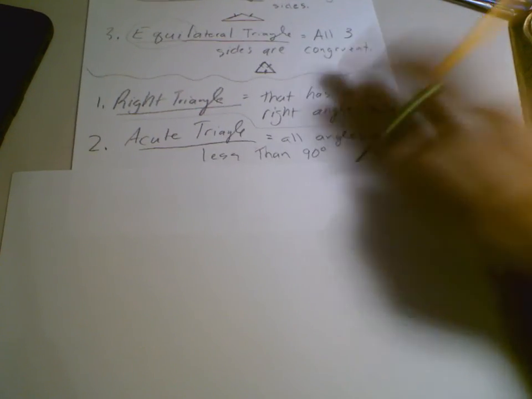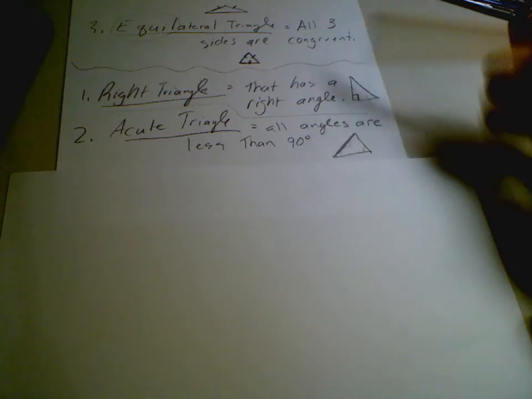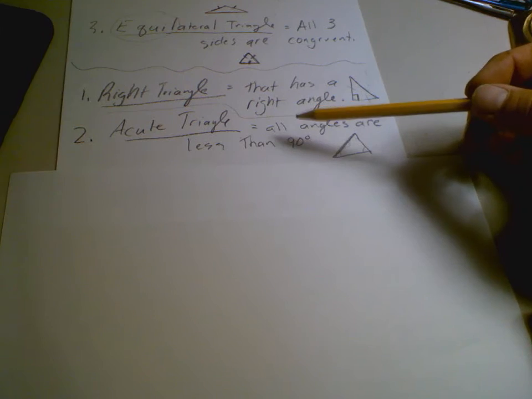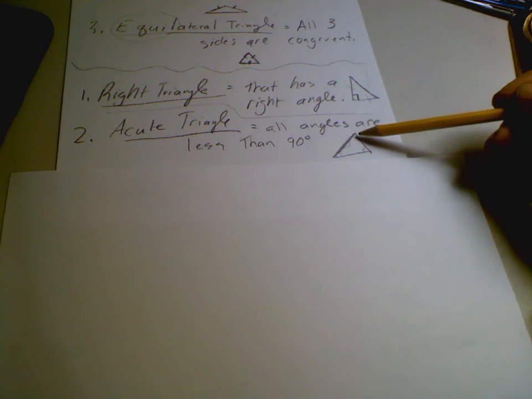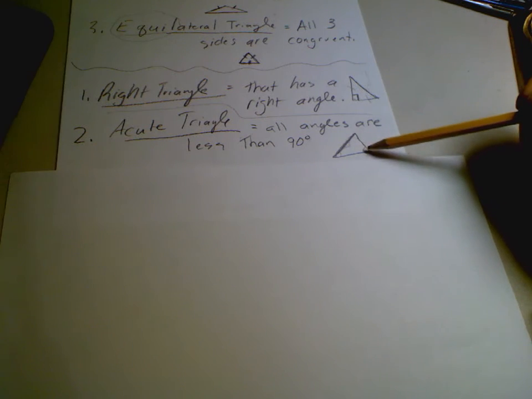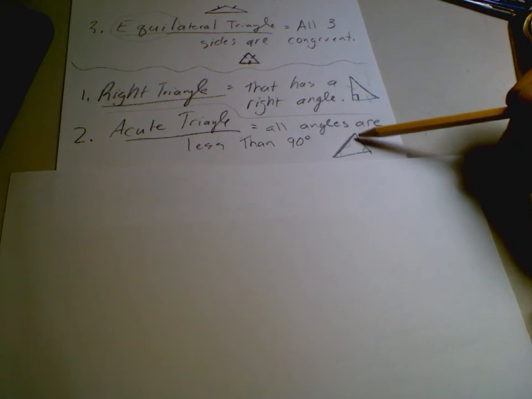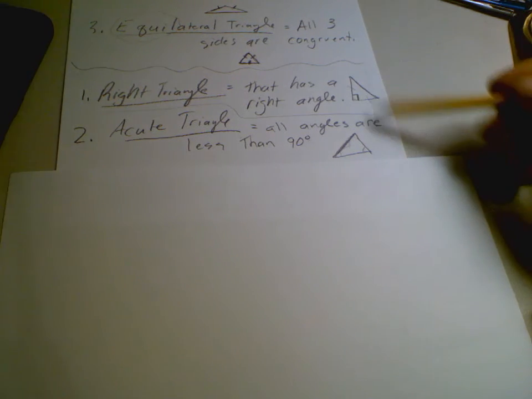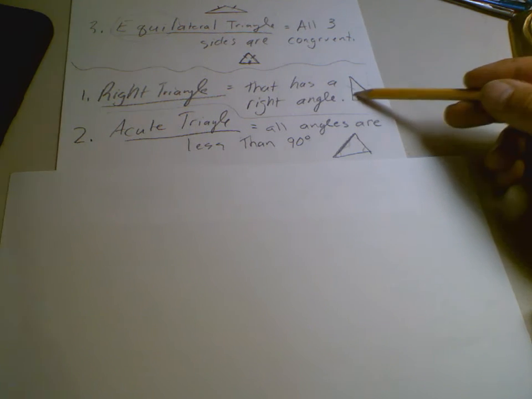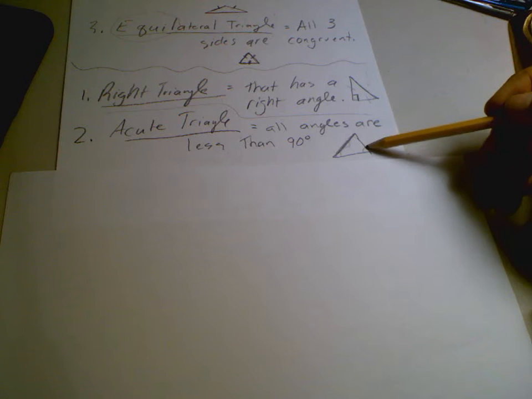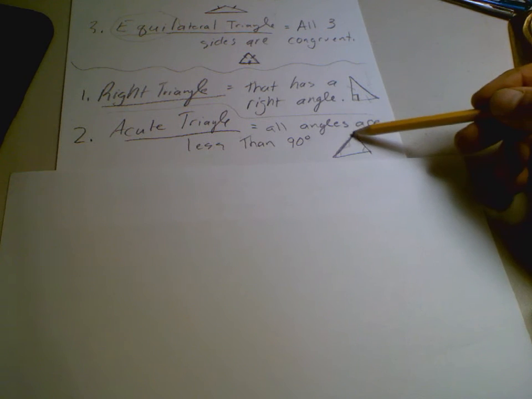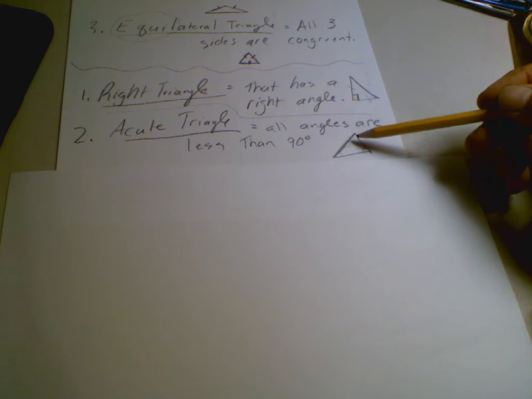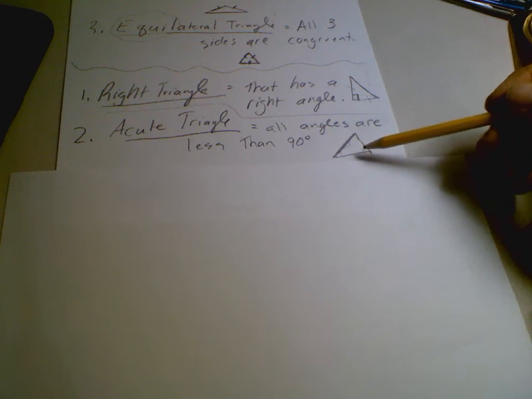Then acute, I always think of this one being cute, a cute triangle. A cute triangle is cute because it's small. All angles are less than 90. If you look at the 3 angles inside of here, they're all less than 90 degrees, all smaller than this right angle. So if there's no right angle in the triangle, it could be acute or obtuse. The acute is the small guy. You look at all 3 of these, they're tiny, so that's got to be an acute.